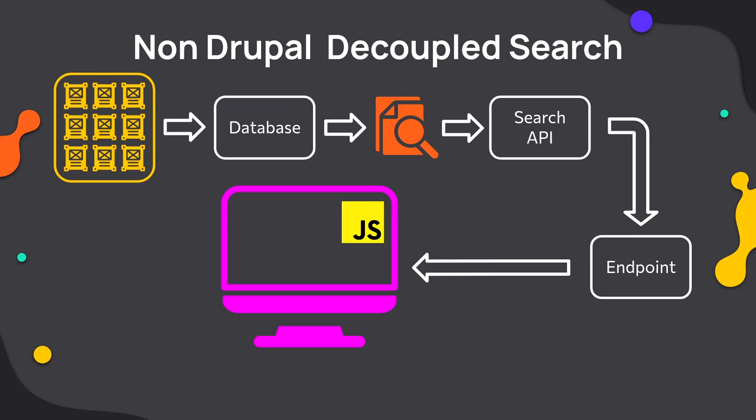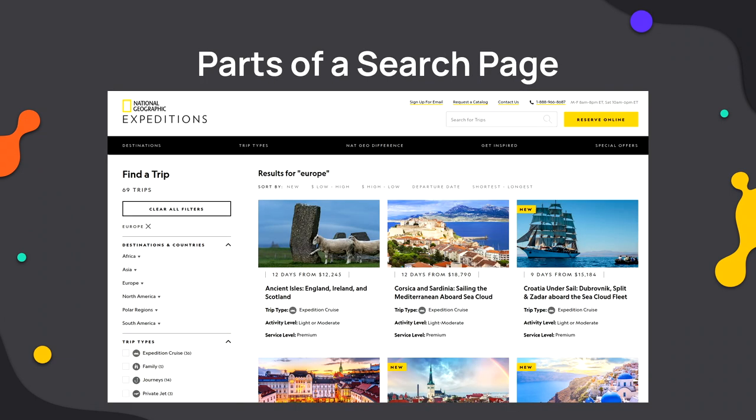So this is actually a pattern that's fairly common and available with other search providers if you're not using Drupal. And it's pretty popular and works very well. We actually have some examples to look at later on. So that's general search architecture.